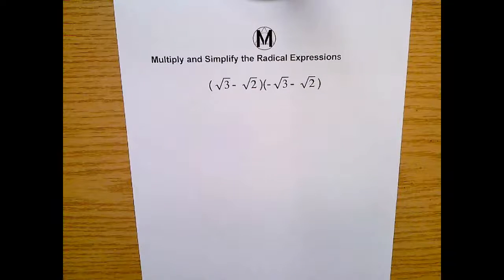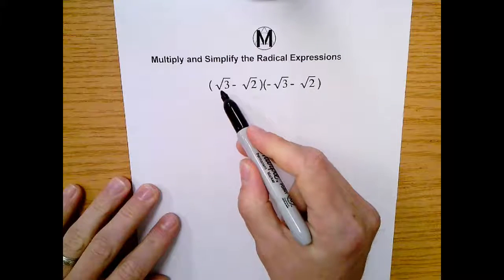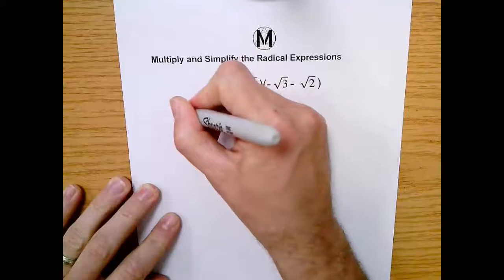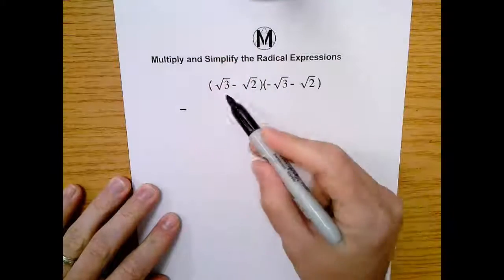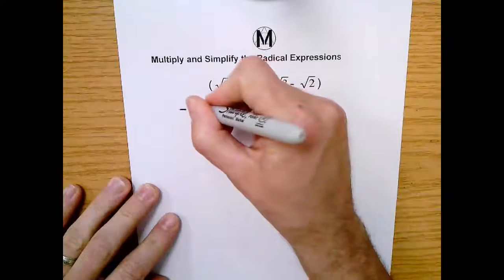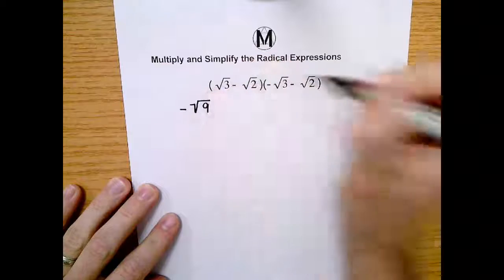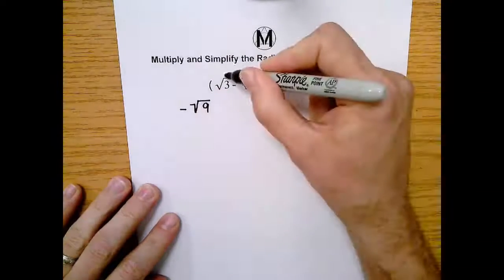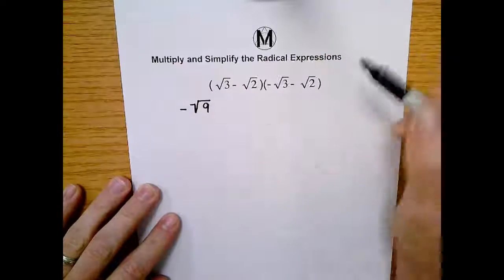So here we go. The square root of 3 multiplied by the negative square root of 3, well, that negative would come, and then we just multiply. Root 3 times the root 3 gives us root 9. Okay, so far so good. That was the first stage, front. Then we can do the outsides, okay?